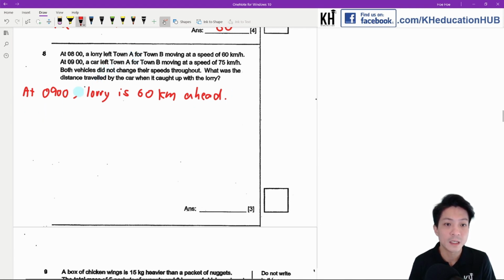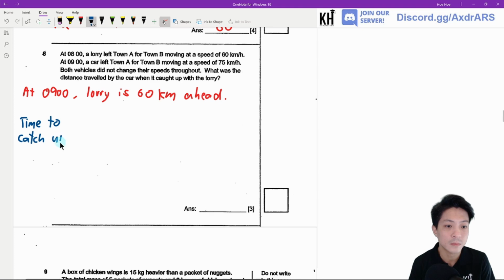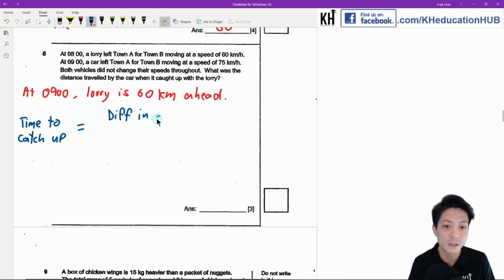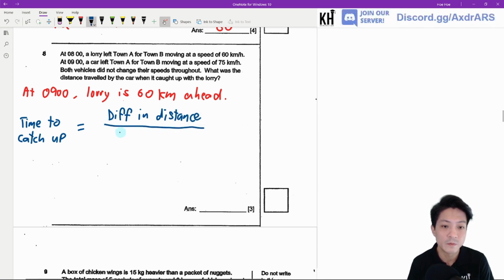Okay, so to find the time taken for the car to catch up, we need to use the distance between the two vehicles divided by the difference in their speed. I'm gonna try to write it down here. Time to catch up is equal to the difference in distance divided by the difference in their speed.